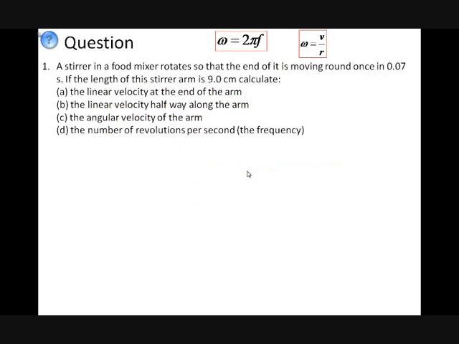Okay, another question. A stirrer in a food mixer rotates so that the end of it is moving round once in 0.07 seconds. If the length of this stirrer arm is 9 centimetres, calculate the linear velocity at the end of the arm, the linear velocity halfway along the arm, the angular velocity of the arm, and the number of revolutions per second, which is the frequency.